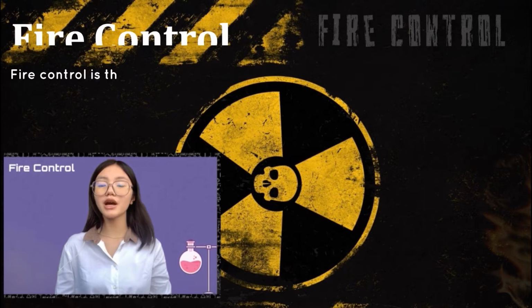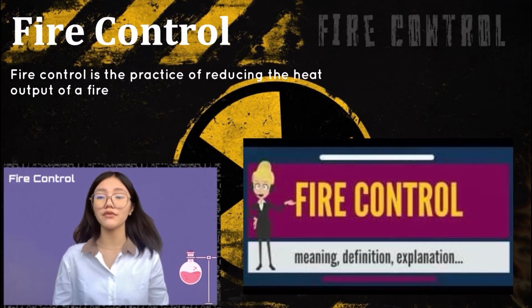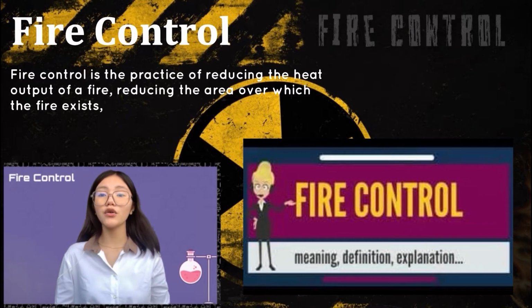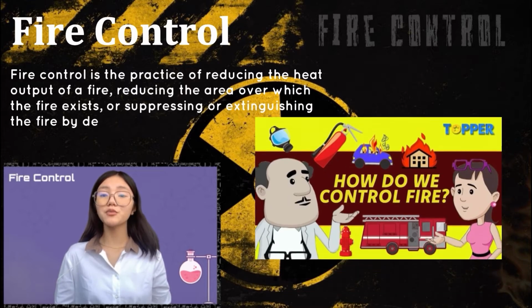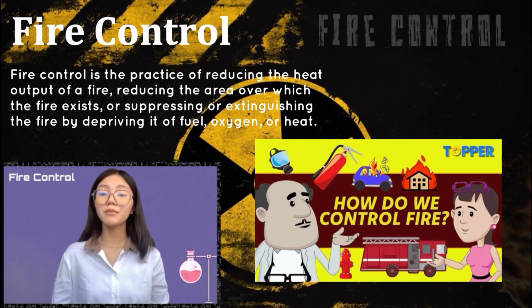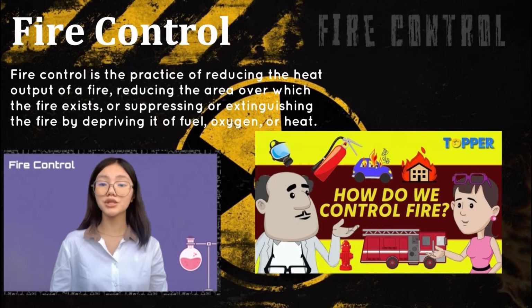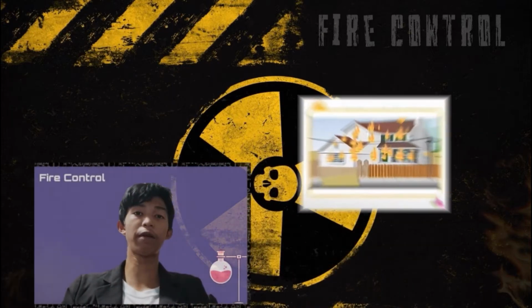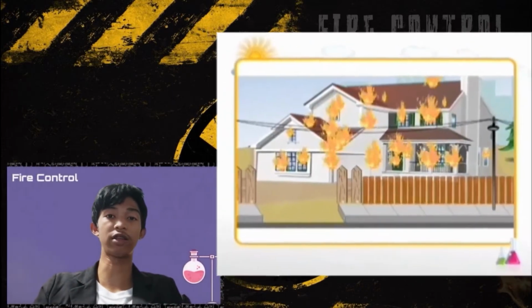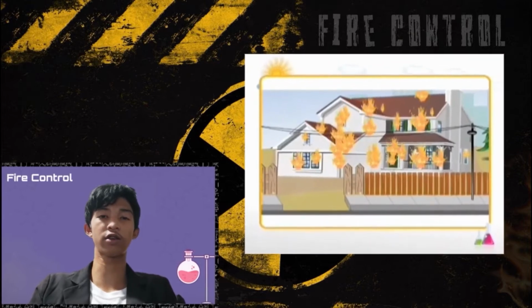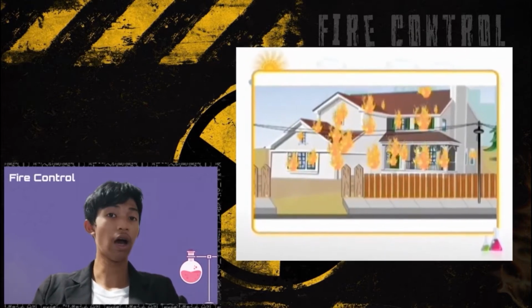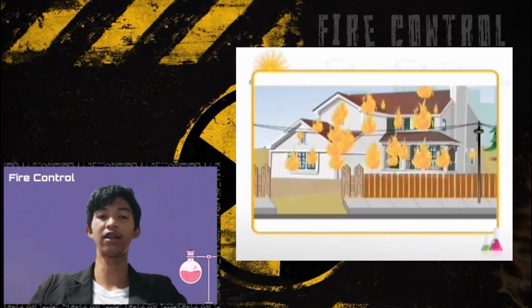Fire control is the practice of reducing the heat output of a fire, reducing the area over which the fire exists, or suppressing or extinguishing the fire by depriving it of fuel, oxygen, or heat. A fire breakout in buildings such as residential houses and offices can cause destruction of life and property. Para mabawasan ang mga kasiraan, kailangan makontrol natin ang apoy.